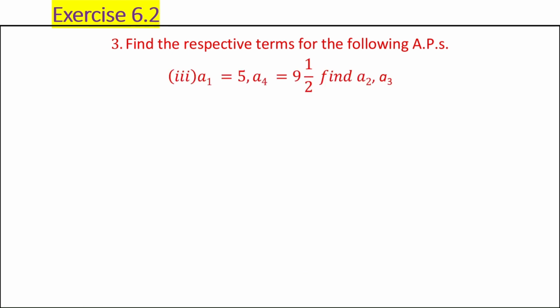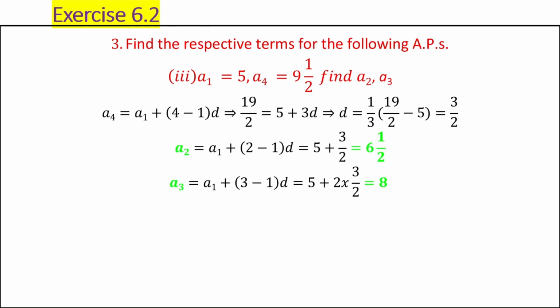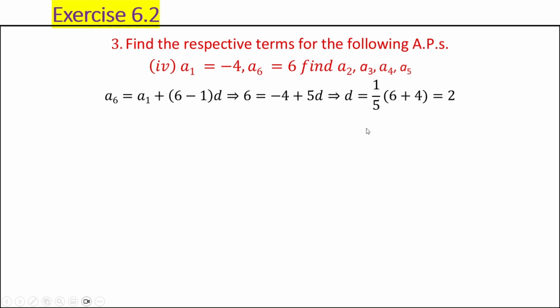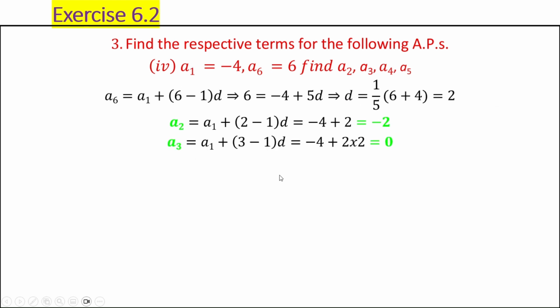A1 equal to 5, A4 equal to 9 and a half, find A2 and A3. Same way, follow the template. A1 is given, A6 is given, we need to find out A2, A3, A4, A5. Simple, first find out the D, D is equal to 2. Once you know the D and A1 is already known, you can find any number.